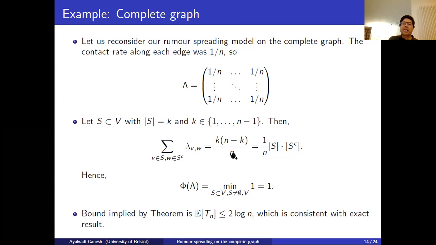That's the numerator of our expression. The denominator of our expression was 1 over n times size of S times size of S complement. The size of S is k, the size of S complement is n minus k, so the denominator is exactly the same. So the formula for the conductance says take the minimum over all non-trivial subsets S of the vertex set of the ratio. The value of the ratio is 1. So we are minimizing the constant function 1, and the minimum value is therefore 1. That's the conductance. The conductance is 1, and the theorem tells us that the mean Rumour spreading time is bounded by 2 log n, and this is indeed the exact value, so it's consistent.